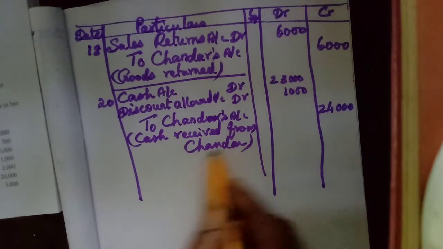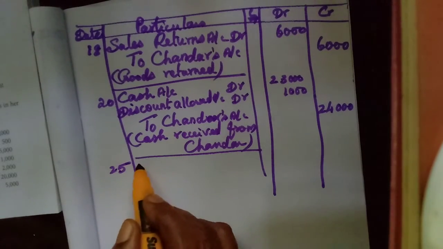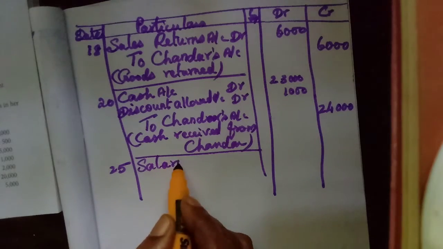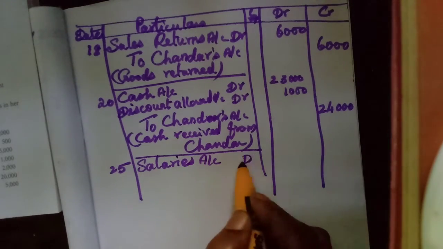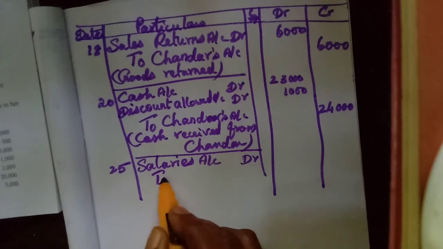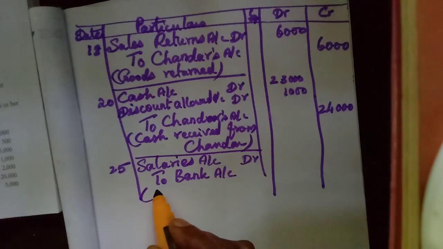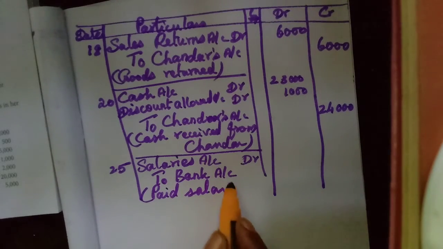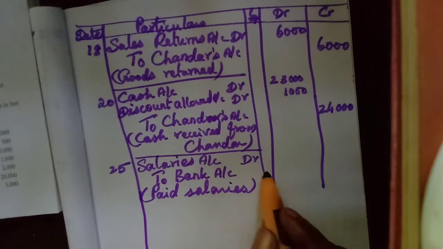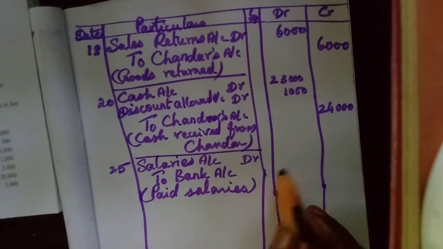Paid salaries through ECS, 25. Salaries paid means salaries must be debited because it is a nominal account. It is an expense. Then through ECS, who is the giver? Now we are not paying cash but the bank, so to bank account. Paid salaries, 2,000.